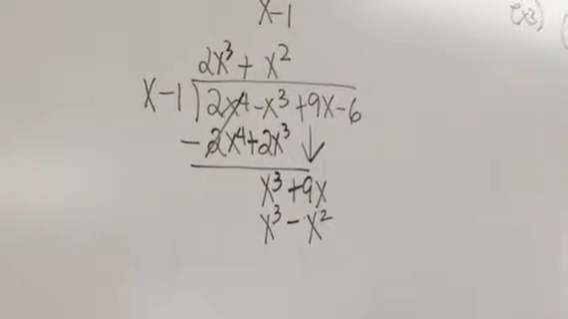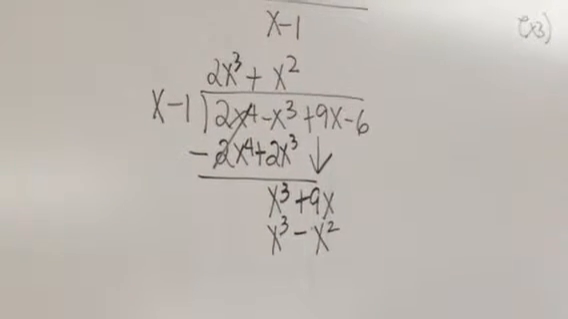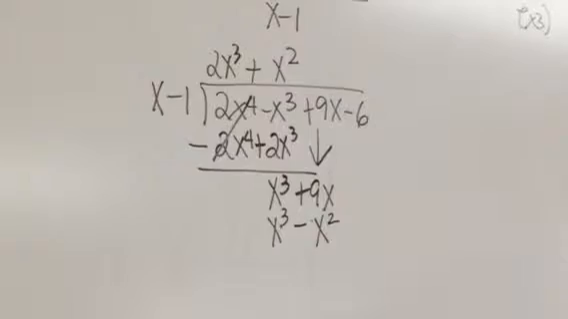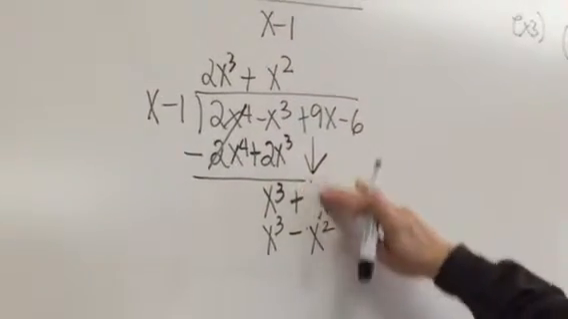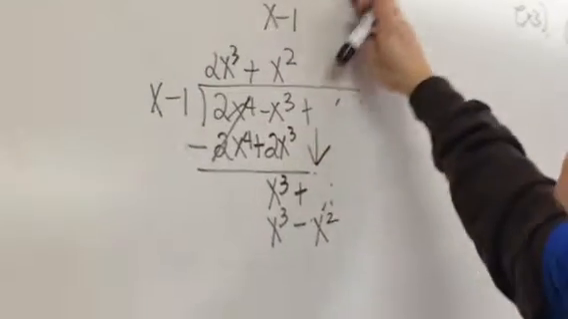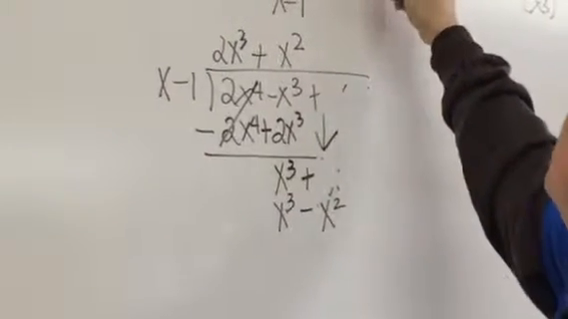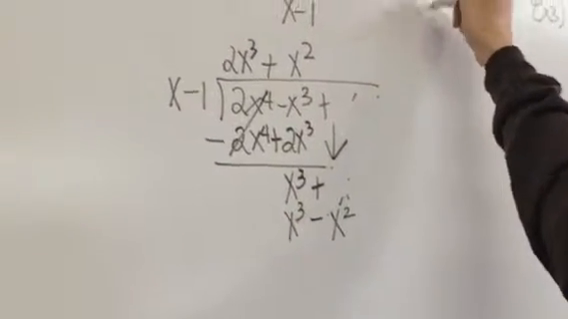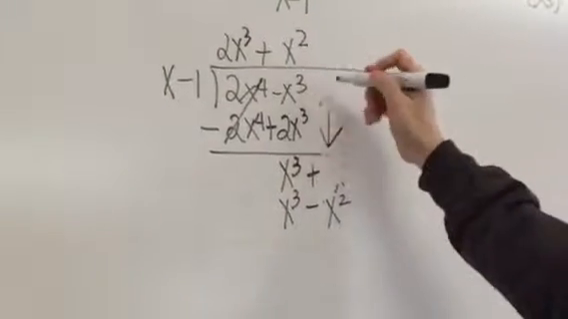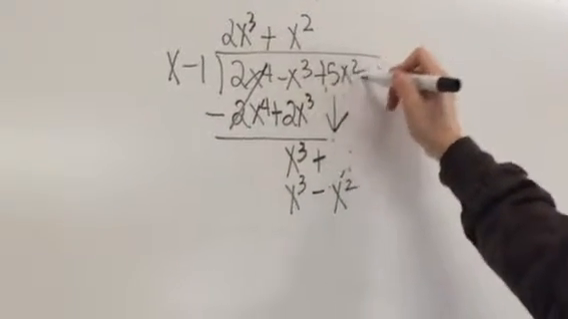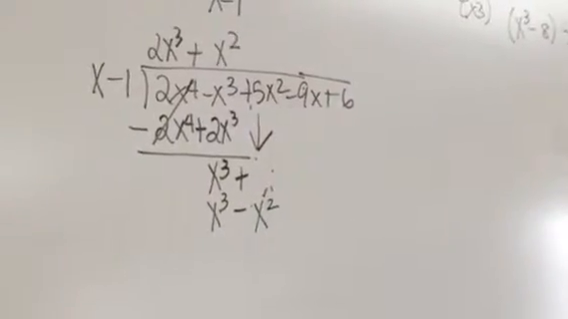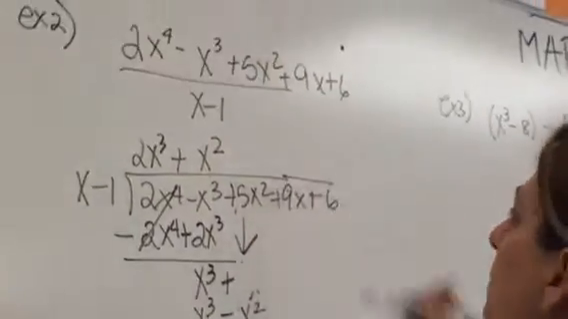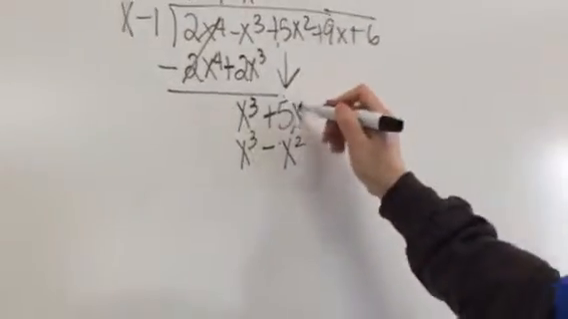Wait, do I have to hold the place value for this one? No, because I forgot. I'm sorry. I didn't write this problem correctly. It should have been plus 5x squared minus 9x plus 6. So, sorry guys. Let me just make sure that's right. Plus 5x squared. Nope, it's a plus 9x plus 6. Okay, so this makes more sense because I didn't think I had to hold a place value on this one.